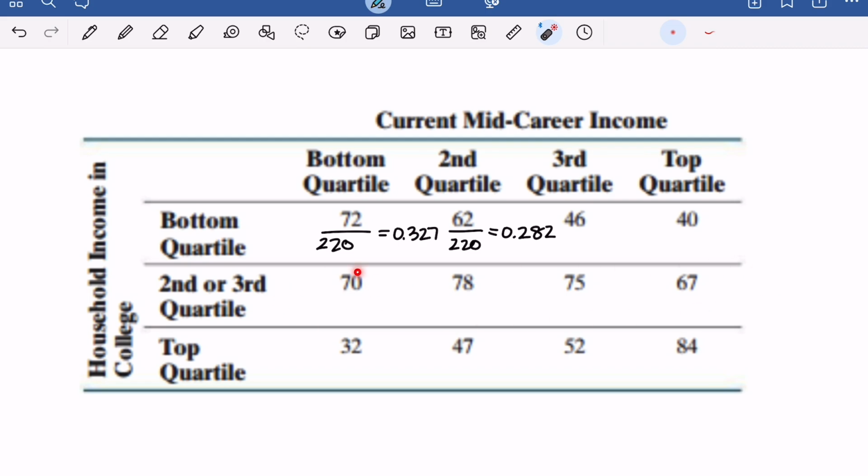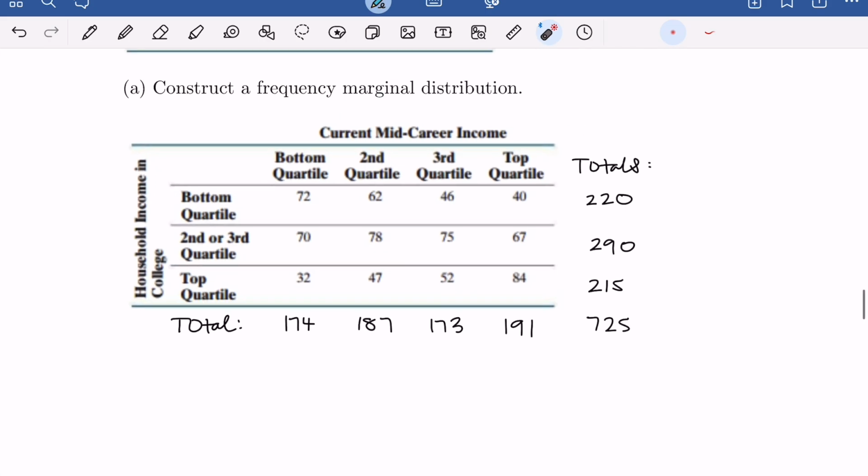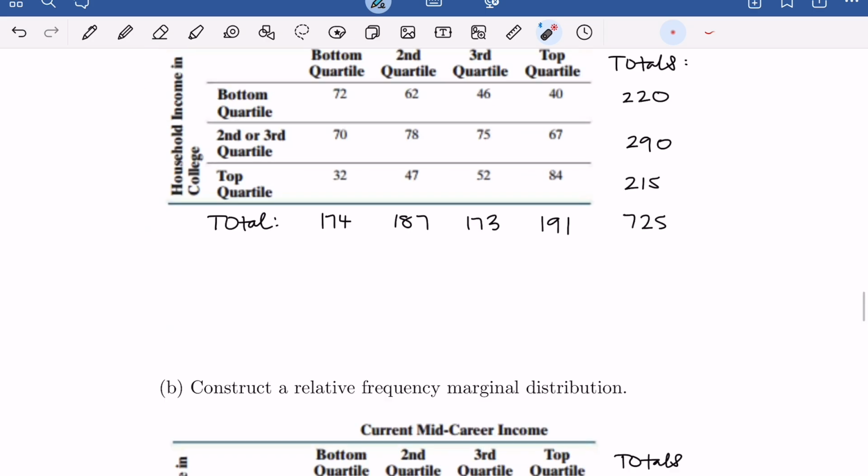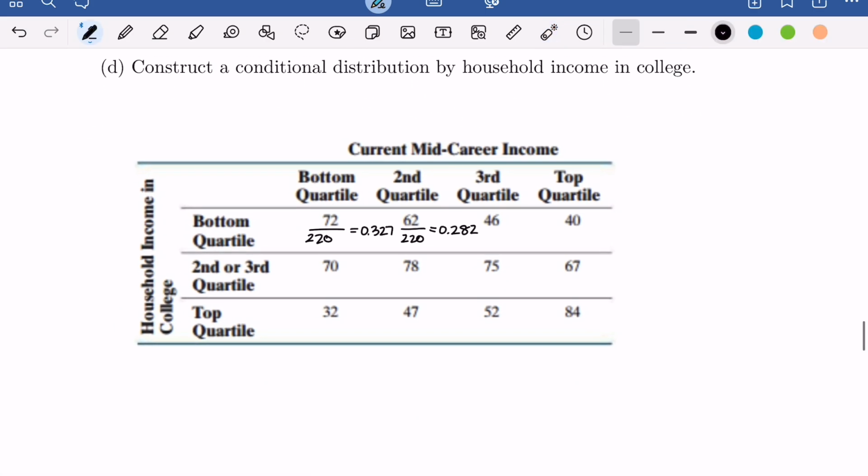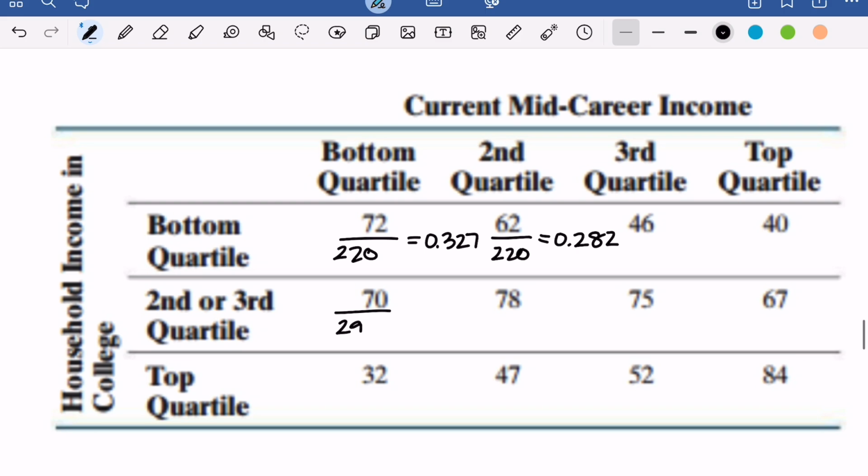Then for the second row here, we are going to divide each of these by the sum of the second row determined in part A, so 290. So we're going to divide each of these guys by 290. This one gives us 0.241. And then lastly, we'll divide each of these guys by the sum for this row, which was 215.